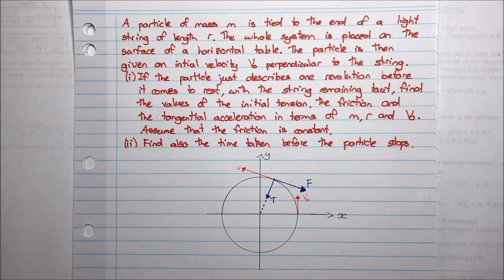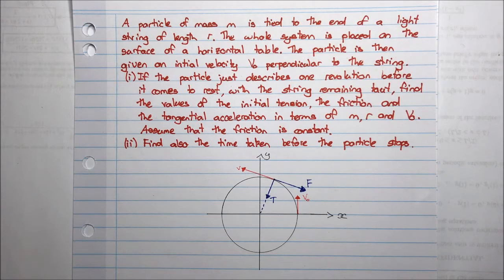Part 1. If the particle just describes one revolution before it comes to rest, with the string remaining taut, find the values of the initial tension, the friction, and the tangential acceleration in terms of m, r, and v0. Assume that the friction is constant. Part 2. Find also the time taken before the particle stops.